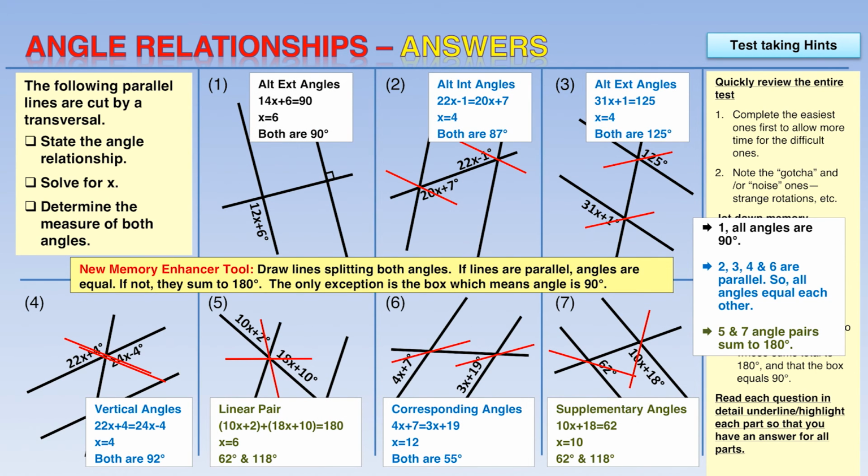So the answer sheet explains what the relationship is. The critical part is understanding the equations and how to set them up. And they've all been solved, and all the results as far as what the angle measures are displayed. So spend some time on that, go over it, but now we're done. Congratulations, you've completed angle relationships.